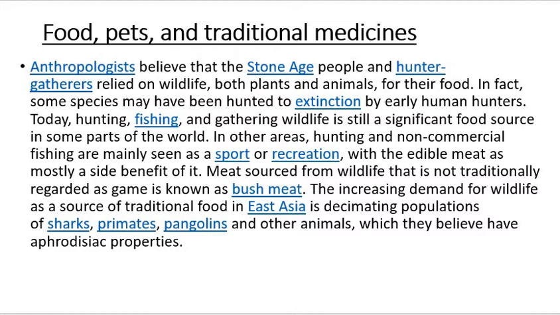In other areas, hunting and non-commercial fishing are mainly seen as sport or recreation, with the edible meat mostly a side benefit of it. Meat sourced from wildlife that is not traditionally regarded as game is known as bushmeat. The increasing demand for wildlife as a source of traditional food in East Asia is decimating populations of sharks, primates, pangolins, and other animals which they believe have aphrodisiac properties.